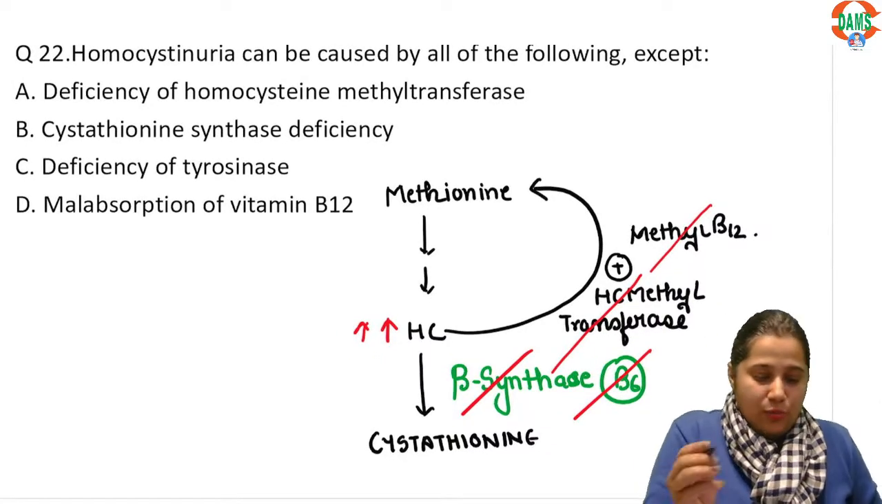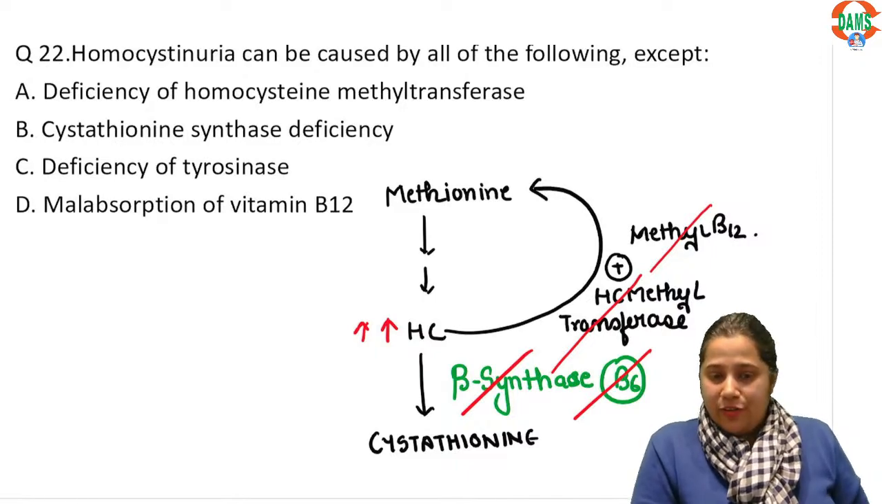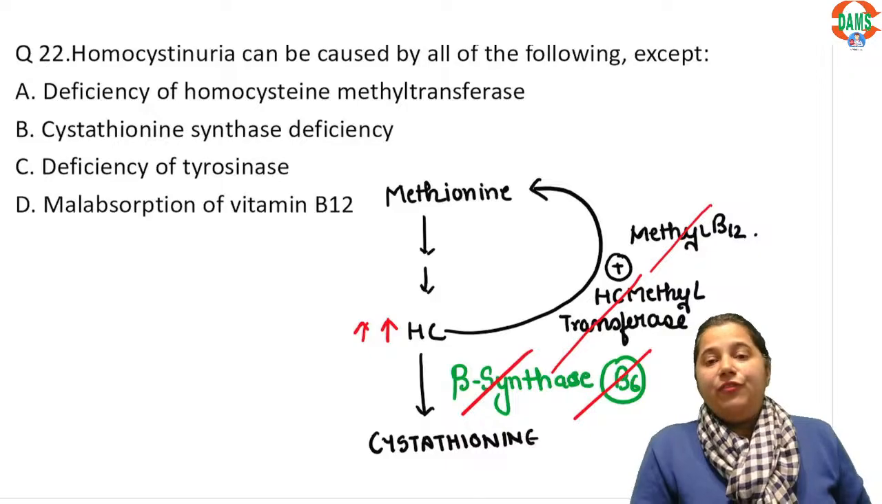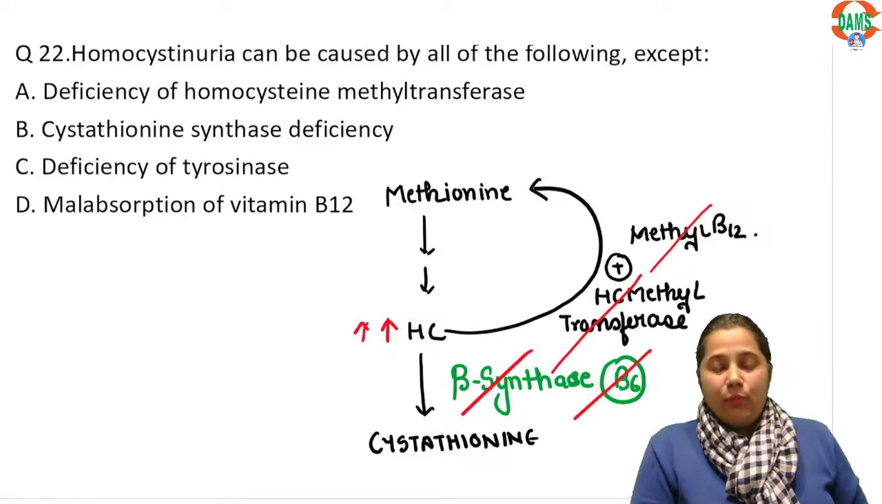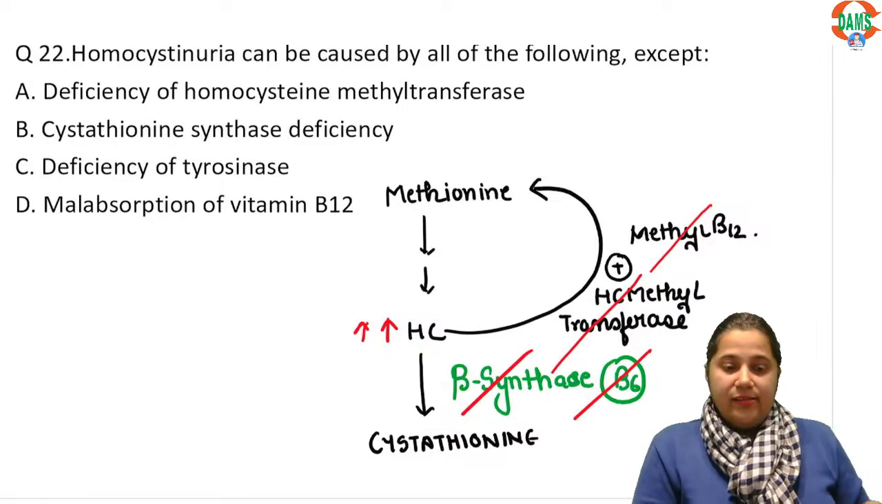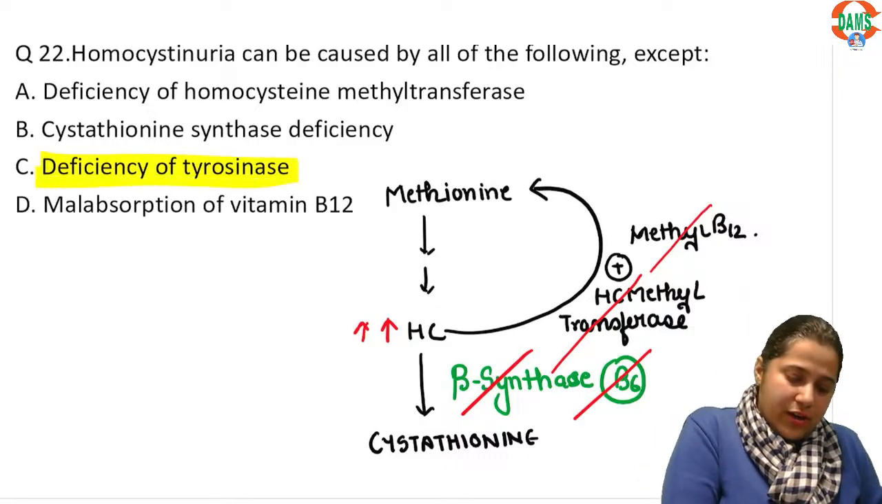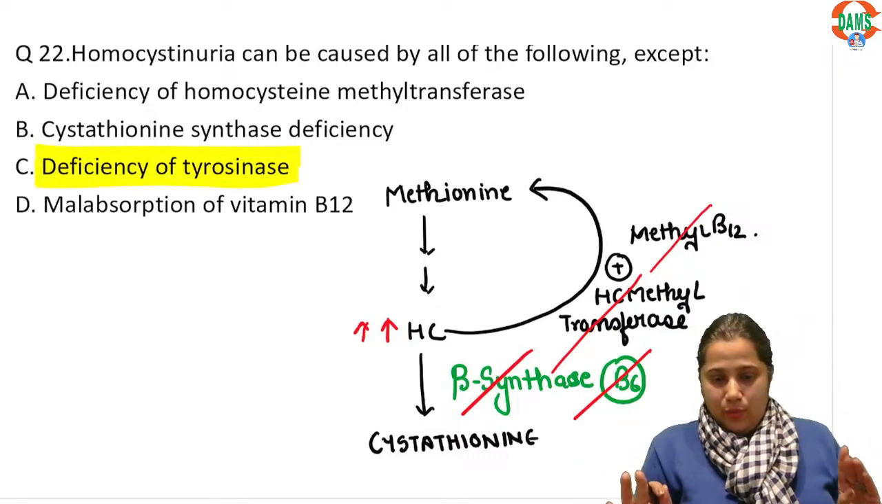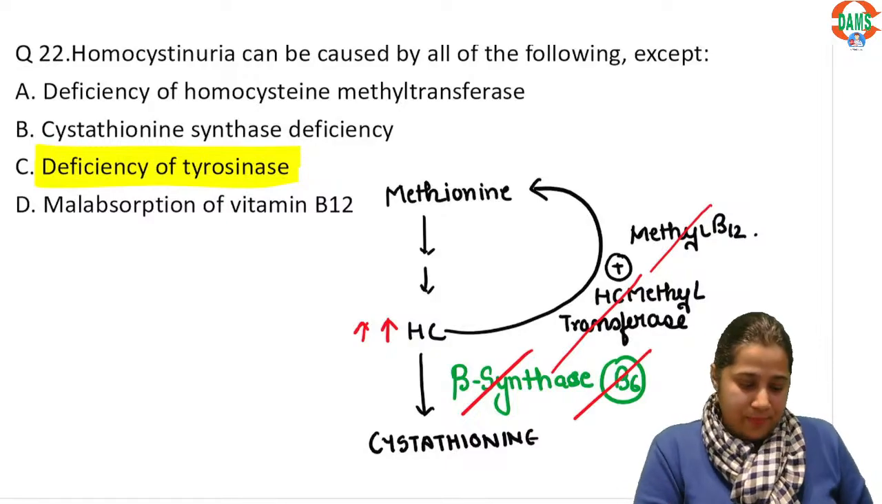So let's see the options one by one. Is it deficiency of homocysteine methyltransferase? Yes. Is it cystathionine synthase deficiency? Yes. Is it malabsorption of vitamin B12, that it is not getting absorbed? Yes. Deficiency of tyrosinase is not at all related to homocystinuria. So question number 22, answer is C.